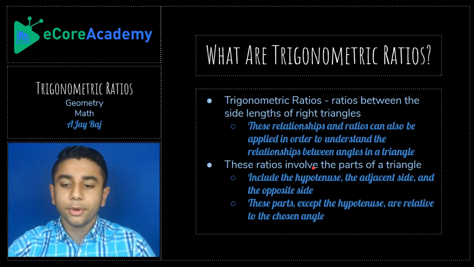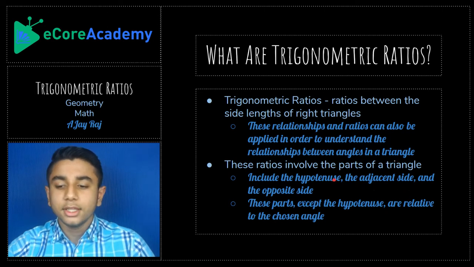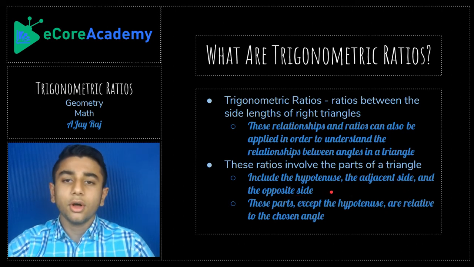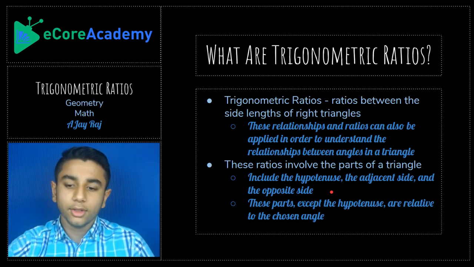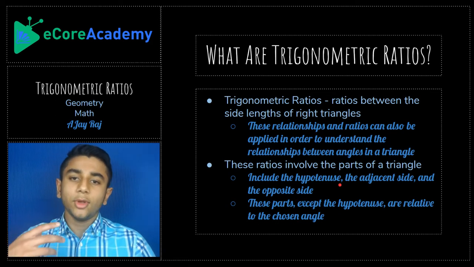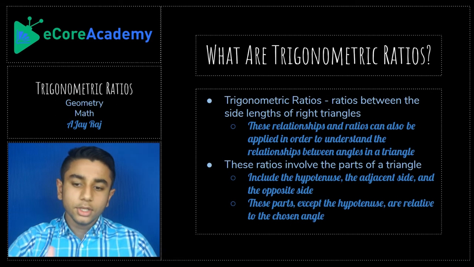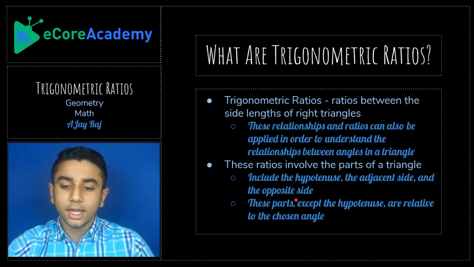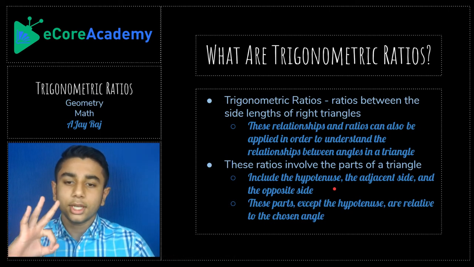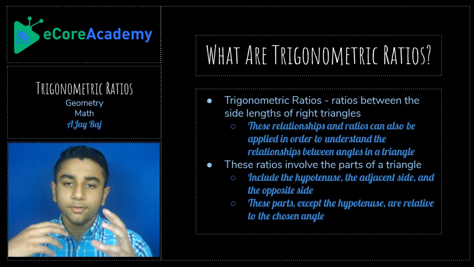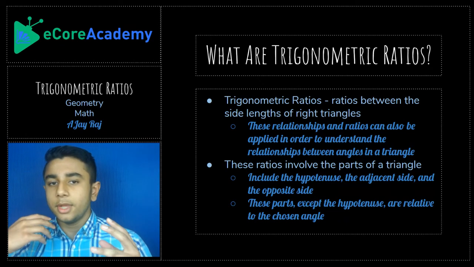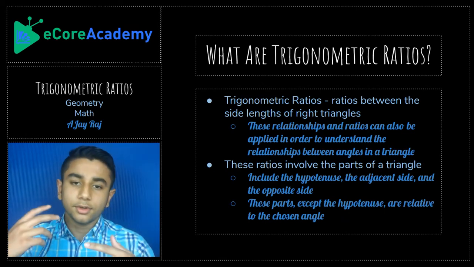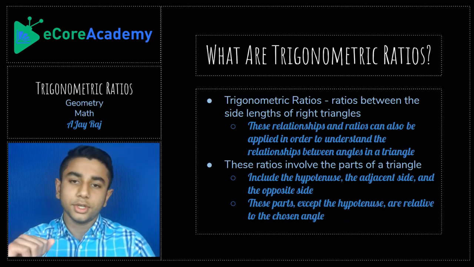These ratios involve the parts of a triangle that include the hypotenuse, the adjacent side, and the opposite side. These are all relative sides in the triangle except the hypotenuse, because it's all about choosing a certain acute angle in a right triangle. Let's go into a bit more detail about what I mean by the hypotenuse, the adjacent side, and the opposite side, because these are the three main roles involved in making these ratios. It's a relationship between two of the three combined, so that in that manner you get three different ratios, and those are the three different types: the sine, cosine, and of course your tangent ratios.